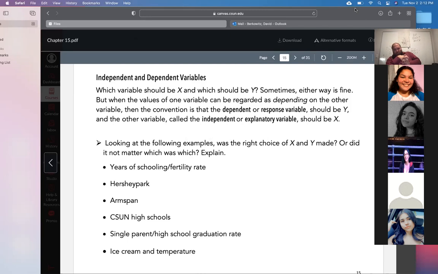So looking at the following examples, was the right choice of x and y made, or did it not matter which was which? So you have years of schooling versus the fertility rate. This was the first thing that we saw earlier, right? Would you say that years of schooling might explain the fertility rates, or fertility rate explain the years of schooling, or neither? Which one would help explain the other?